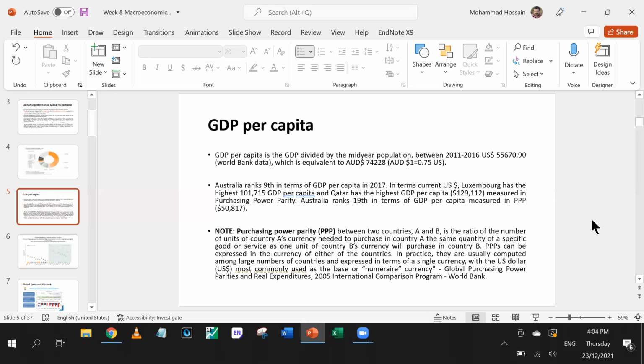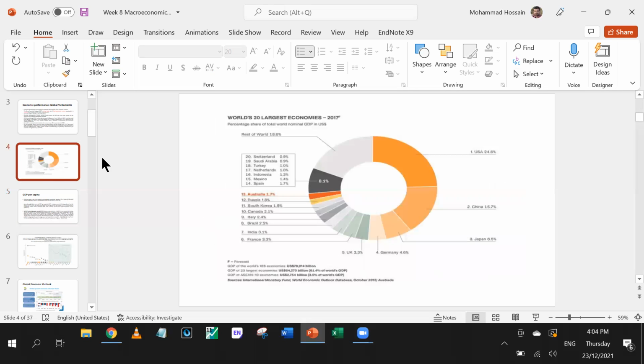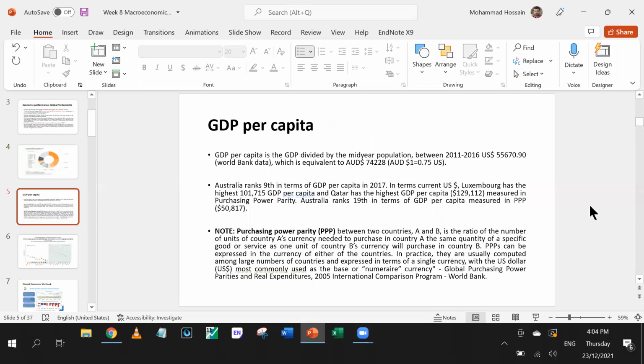So that's why the Chinese economy is very strong. The GDP is very high. I already showed you here, look at China, just next to the USA, and much higher than other countries. But when you divide it by population, China's GDP per capita will be low.